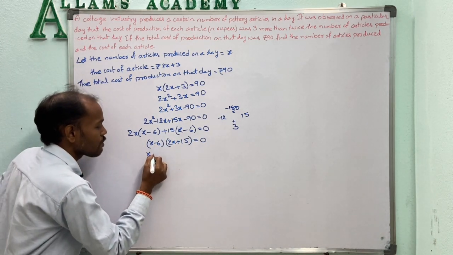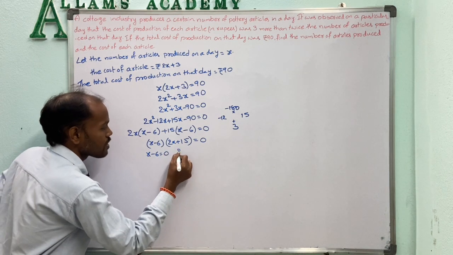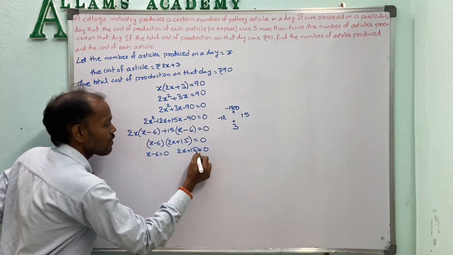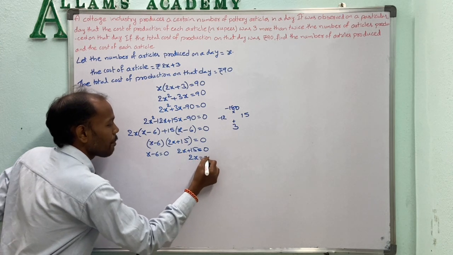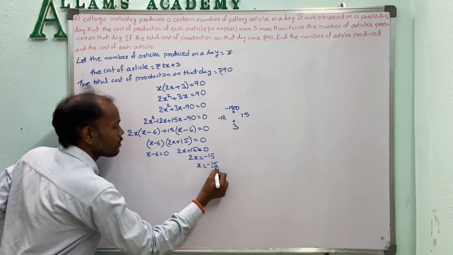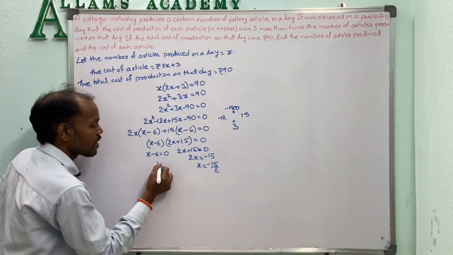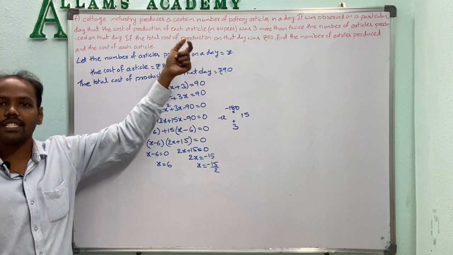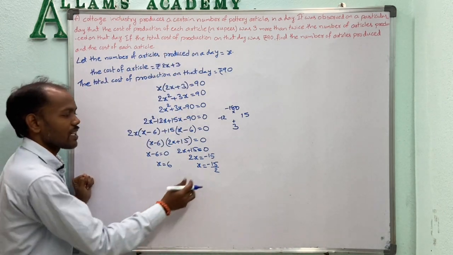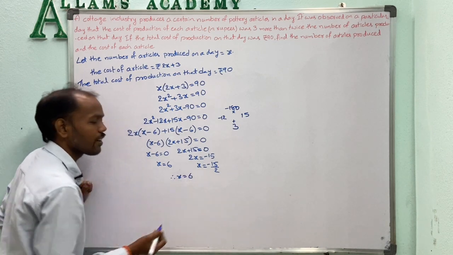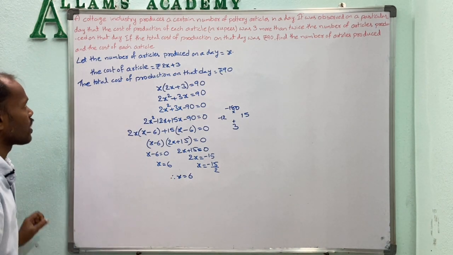That means either x minus 6 equal to 0, otherwise 2x plus 15 equal to 0. If 2x plus 15 equal to 0, then 2x equal to minus 15, then x equal to minus 15 by 2. If x minus 6 equal to 0, then x equal to 6. We are talking about the articles produced on a day, so that is not a negative number. Therefore x equal to 6 only. We take only the positive number, x equal to 6.